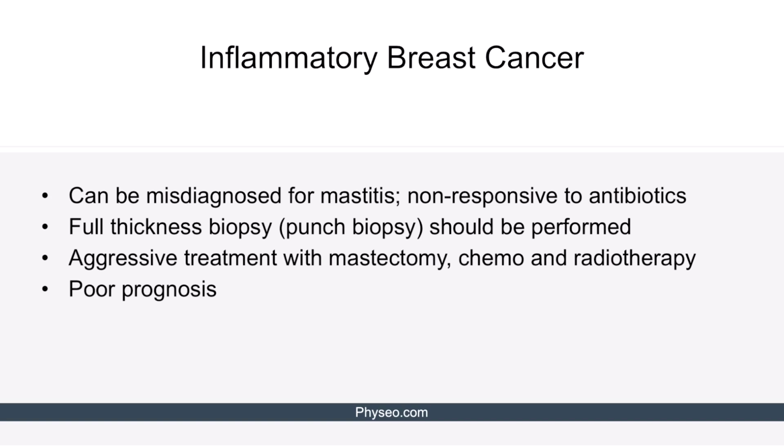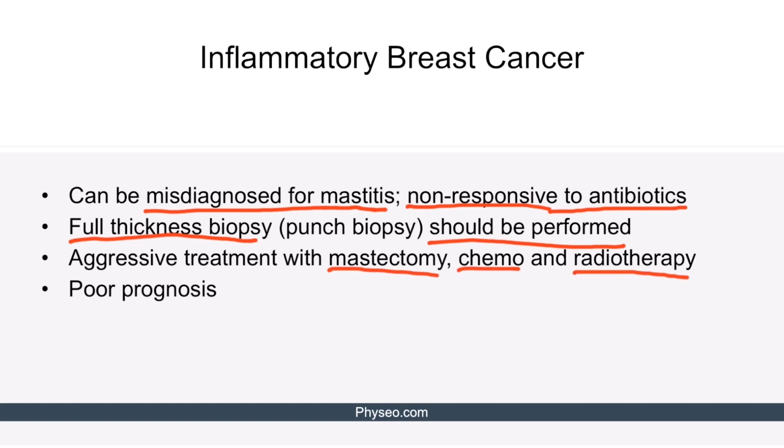Inflammatory breast cancer can be misdiagnosed for mastitis due to similar features between both conditions, only it will be non-responsive to antibiotics. Full thickness biopsy should be performed to confirm the diagnosis. Often, aggressive treatment with mastectomy, chemo, and radiotherapy is required, although the overall prognosis of this type of cancer is poor.